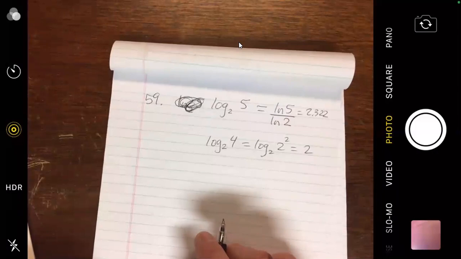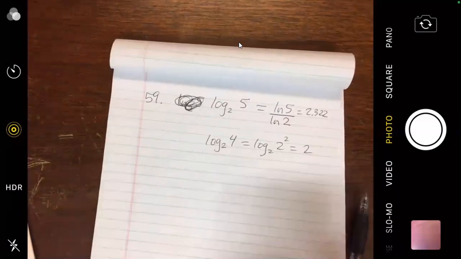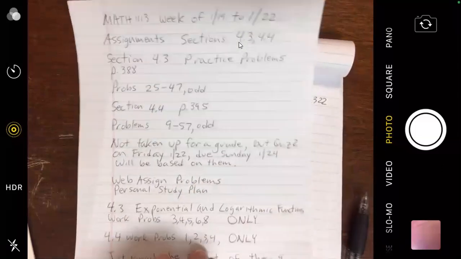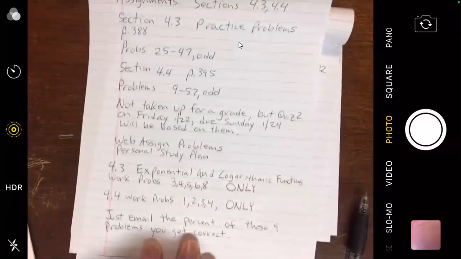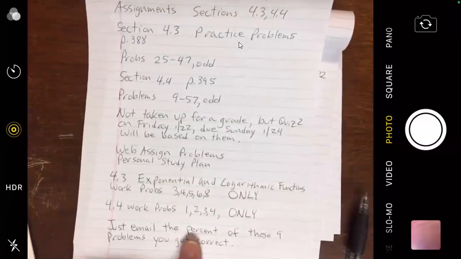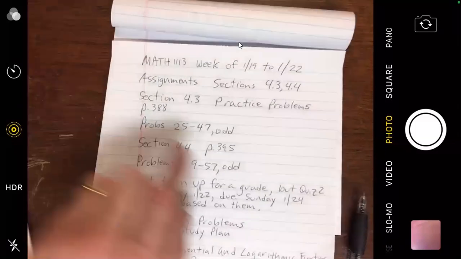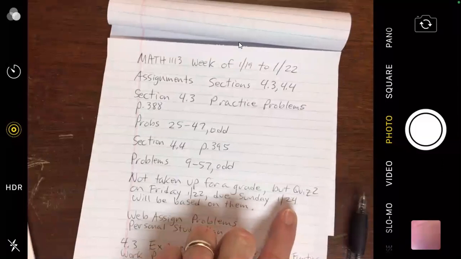All right, that pretty much covers all of the sections for this week. Hopefully that's enough to get you started. Quiz over these at the end of the week. And there are WebAssign problems also. Once again, all the assignments are right here, mailed to you and posted on D2L. Just email me the percent of the WebAssign problems you get right. You'll do quiz 2 on a Google form for me to grade or record the grade.